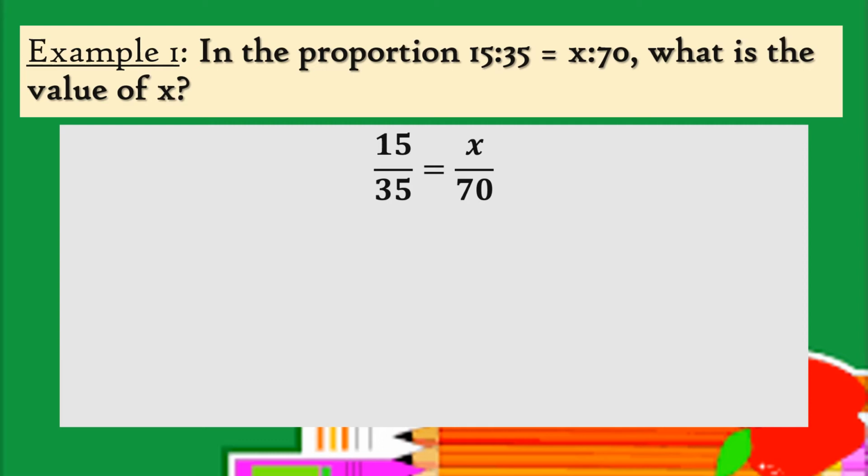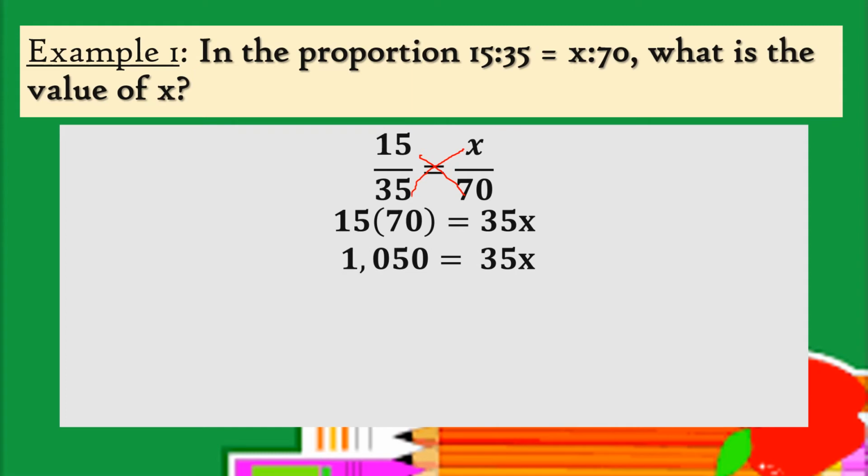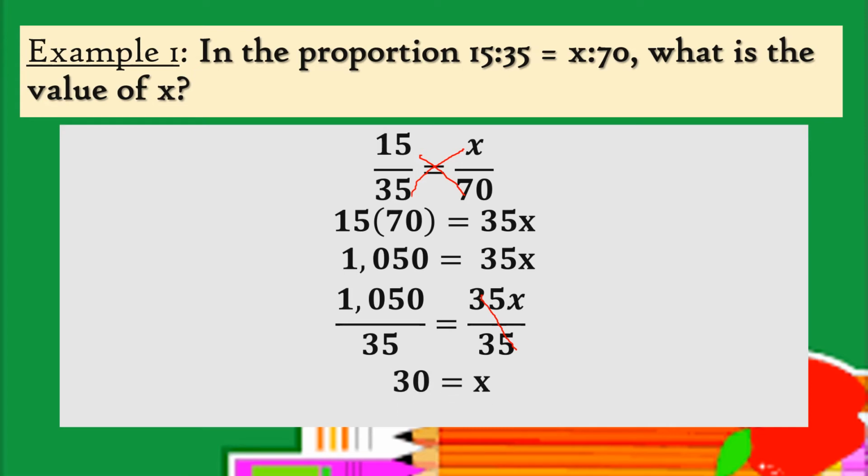Then we will have our cross multiplication. We will multiply 15 to 70 and 35 to x. So we have 15 times 70 is equal to 35x. Then, let's simplify. So we have 1050 is equal to 35x. Then we will divide both sides of the equation by 35 so that we will eliminate the coefficient of x here. So we have 1050 divided by 35, and that is 30. Therefore, the value of x is equal to 30.